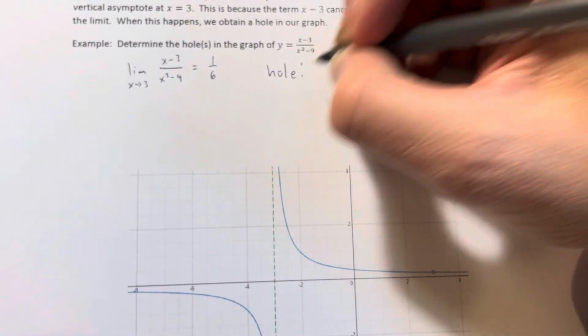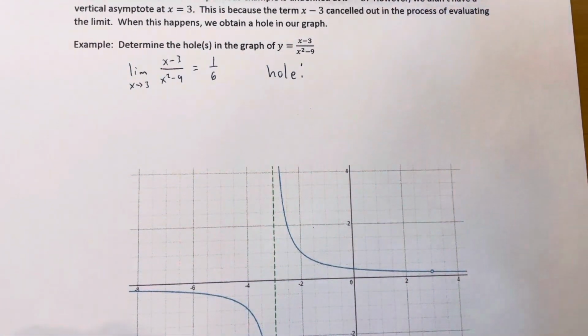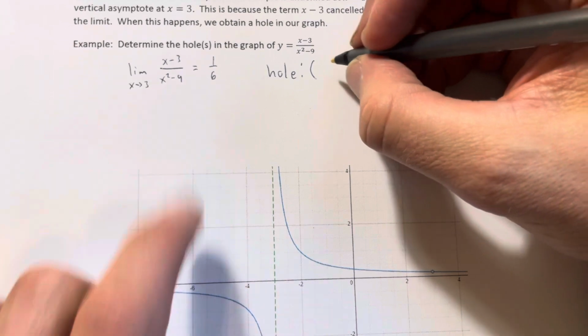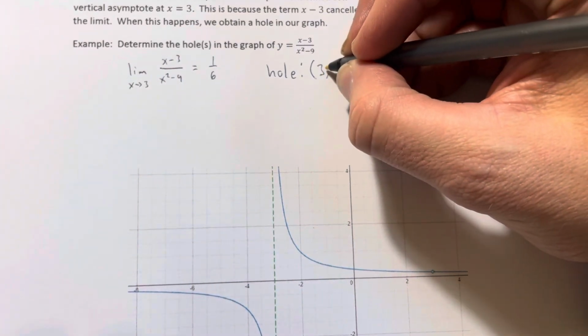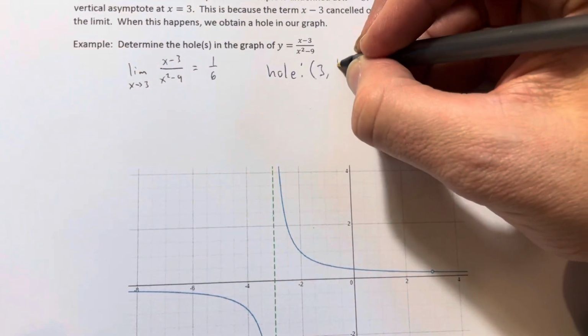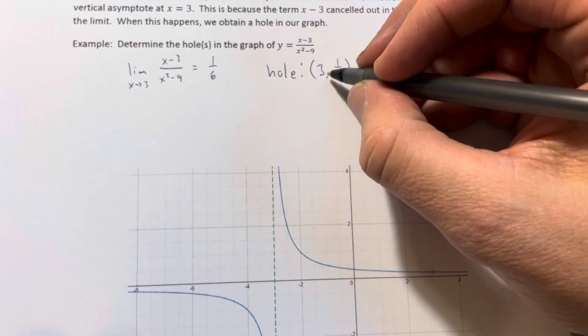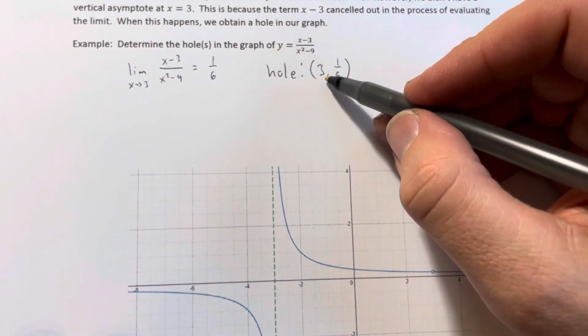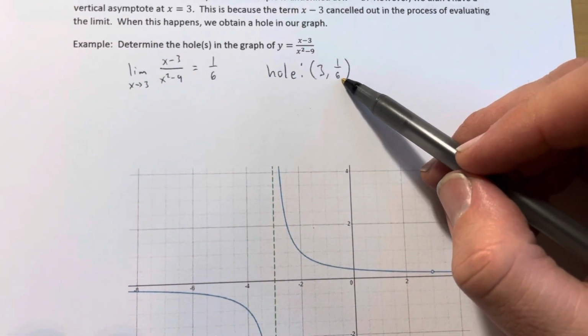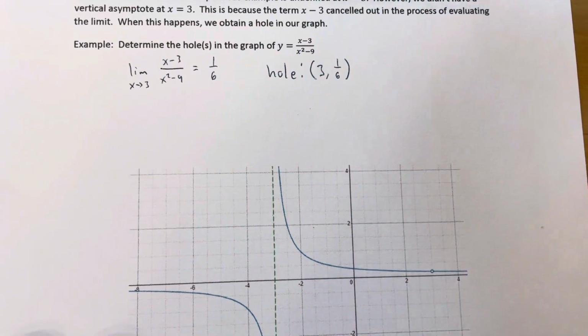And the hole occurs at the position of a point. In this case, 3 would be the x-coordinate, because as we approach 3, that's where we're getting close to that hole. The y value is 1/6. Okay, so notice the coordinates of that hole: the x-coordinate comes from whatever x is approaching here. The y-coordinate comes from the result of that limit.